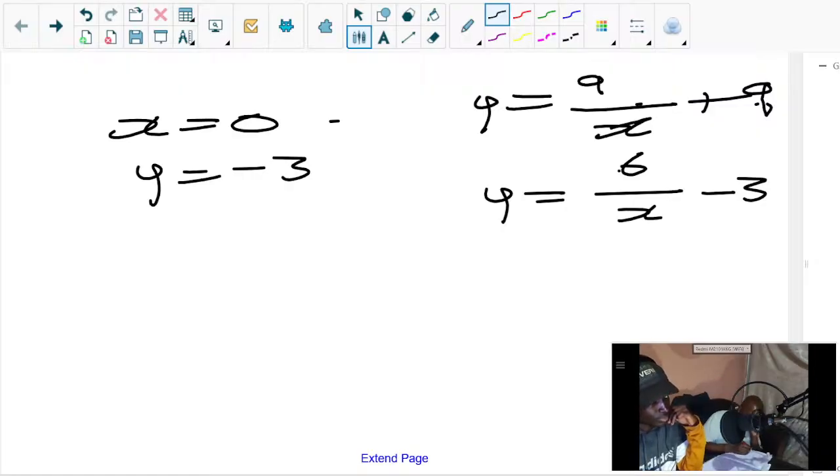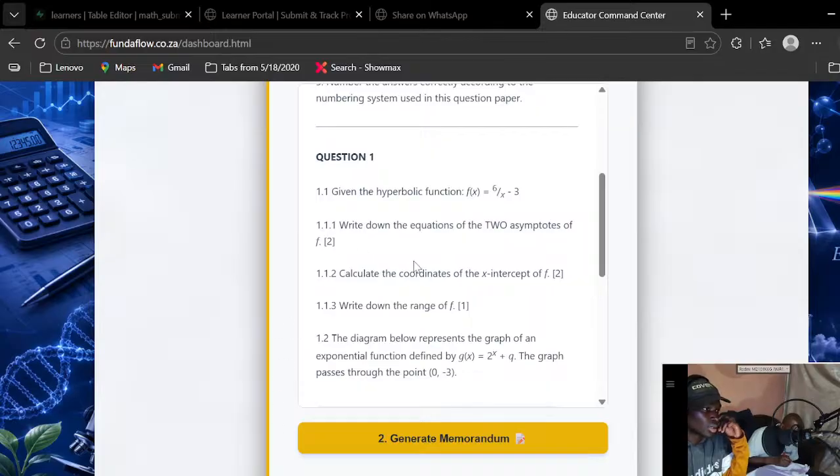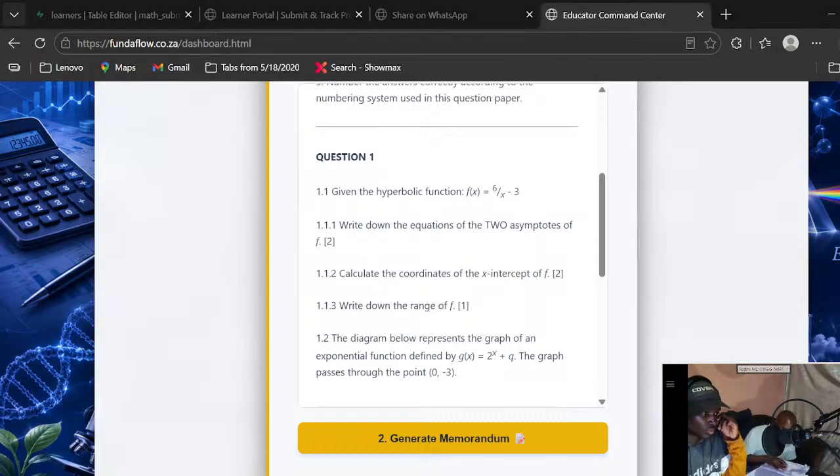Okay. So let's go to the next question. The next question states we should calculate the coordinates of the x-intercept of f. Now this one we need a Cartesian plane. Let's talk about the Cartesian plane, just a rough sketch so that we remind learners.